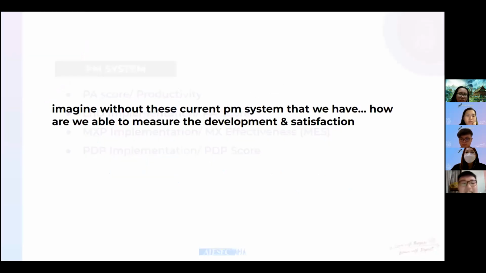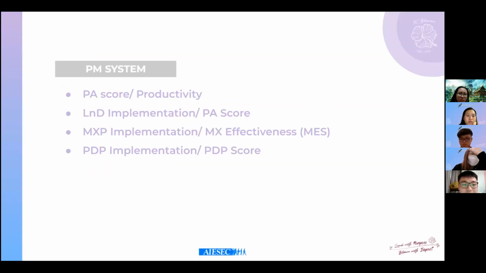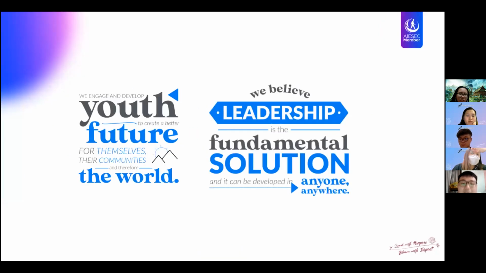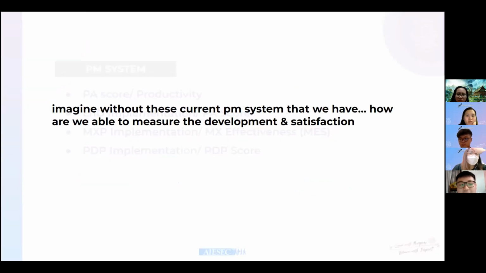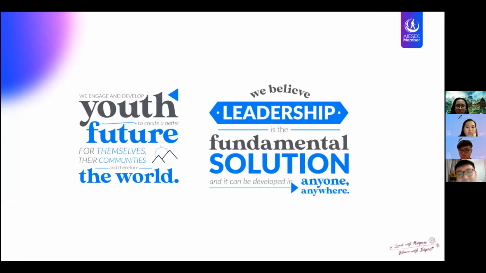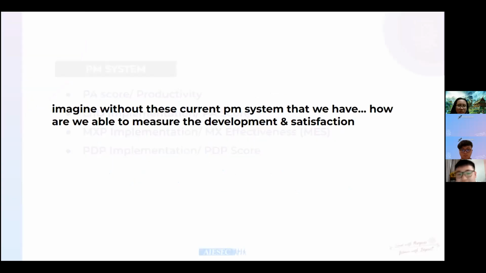But imagine without this current PM system that we have, which is the things that I mentioned now, PA score, R&D implementation, MXC, PDP implementation. If without all of these systems, how are we able to measure the development and satisfaction? Because at the end of the day, coming back to the IZ, right, we also want to develop young people. If without all these things, how are we able to develop? Yeah, so this is the part that VPPM is currently struggling with.